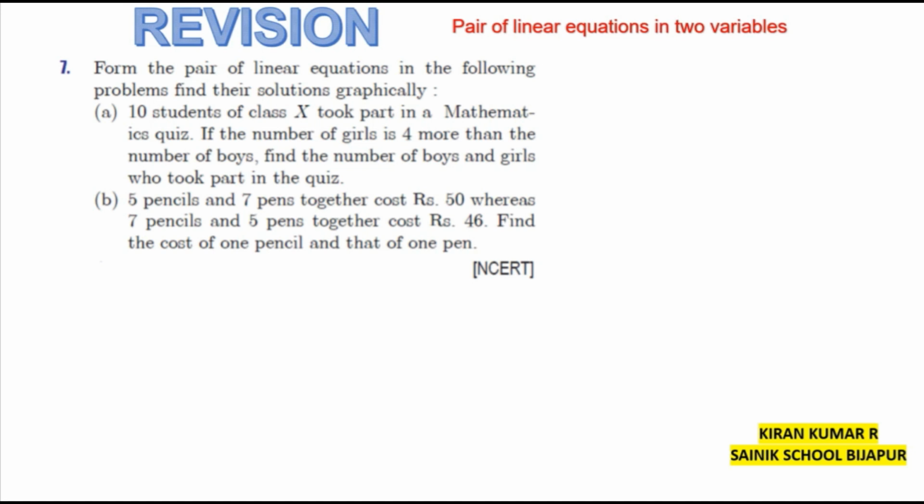form the pair of linear equations in the following problems, find their solutions graphically. This is one of the important questions from NCERT textbook. There are two sub-questions. The first sub-question is 10 students of class 10th took part in a mathematics quiz. If the number of girls is 4 more than the number of boys, find the number of boys and the girls who took part in the quiz.